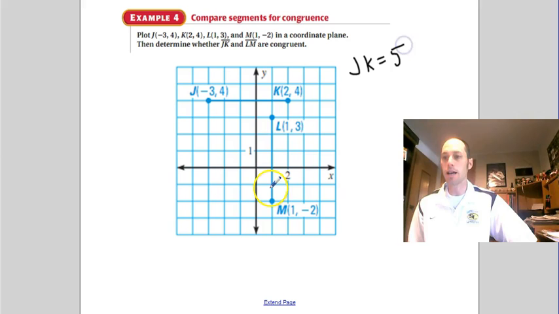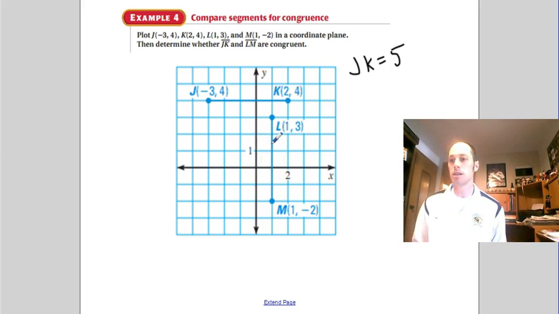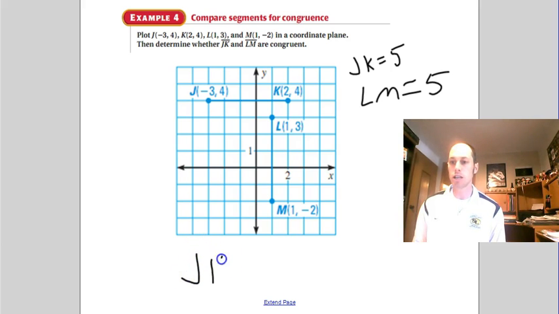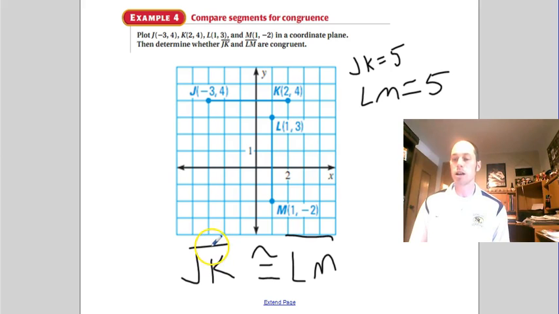And let's figure out what LM is. LM, as we look, it's 1, 2, 3, 4, 5 units as well. So LM is equal to 5. So they're both equal to 5. Therefore, JK is equal to LM. And we could say segment JK is congruent to segment LM. Notice since we're talking about the shapes, the segments, we use the congruent sign. Talking about their lengths, their numbers, we can use the equal sign. Okay?